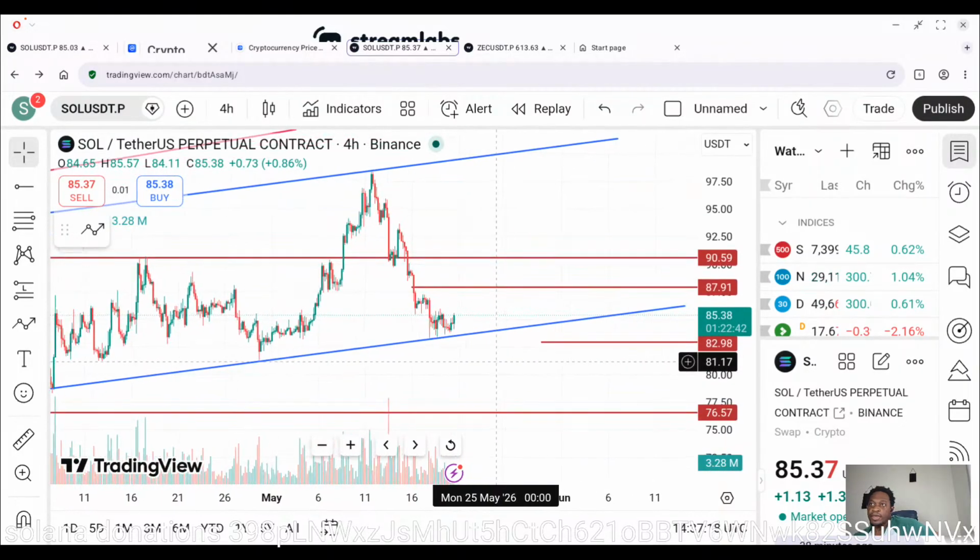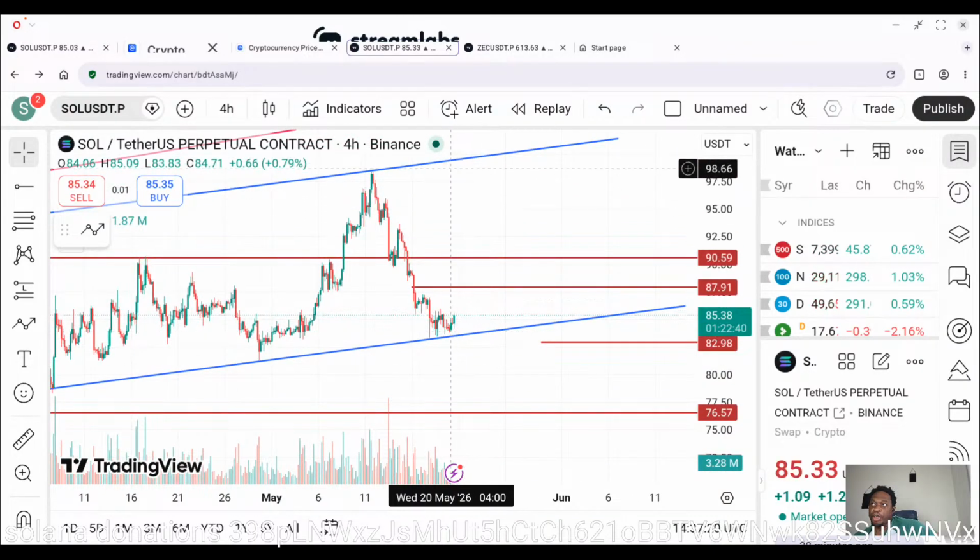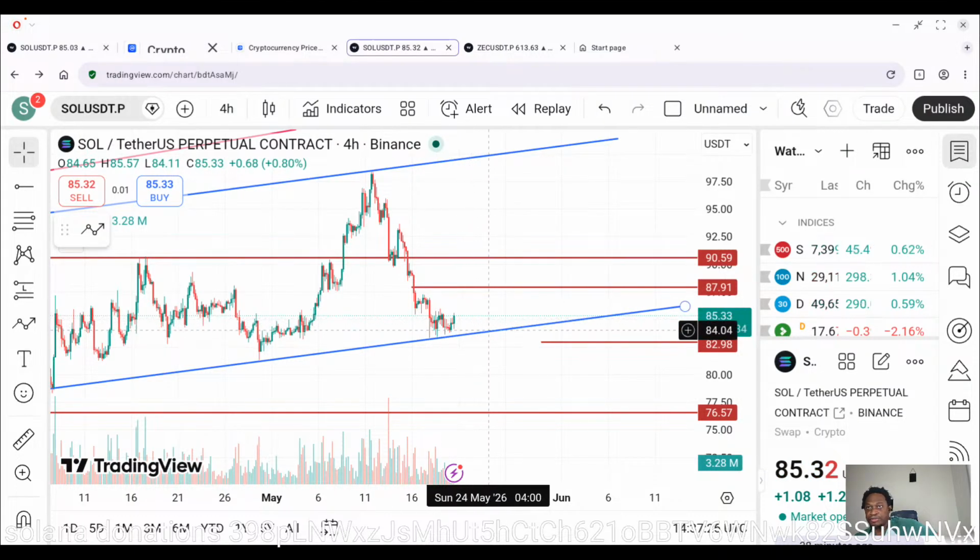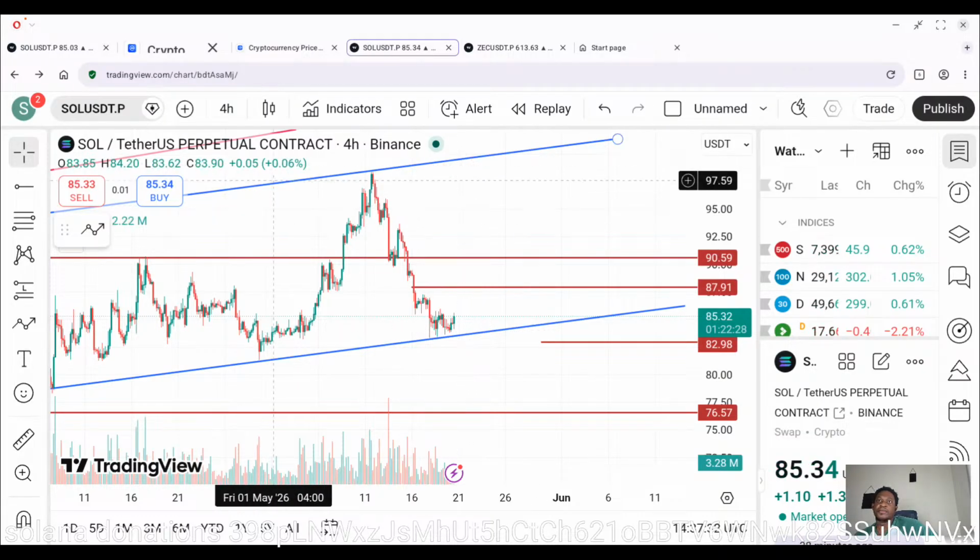So if we're not going straight up, they will engineer some sort of liquidity grab around here and then shoot straight up. That's what I envision is going to happen.